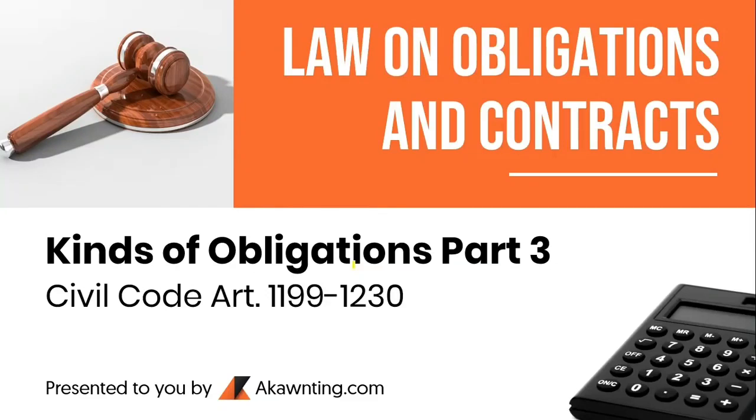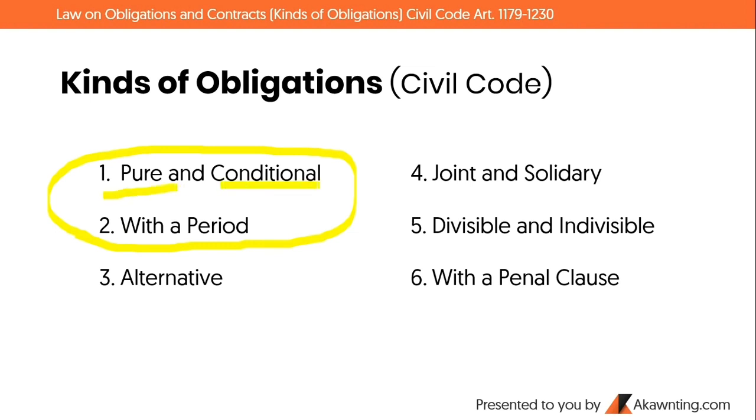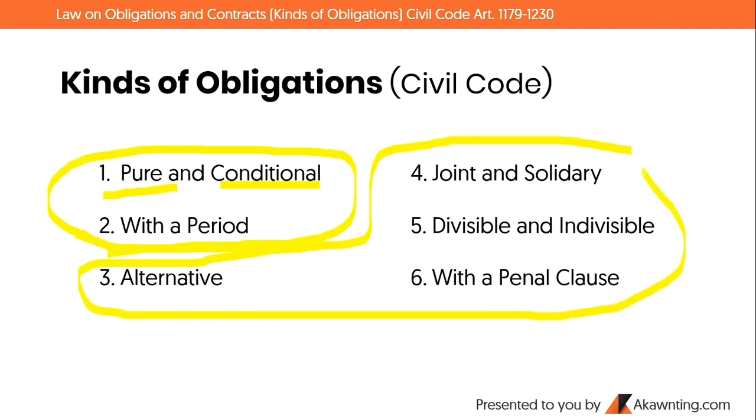This is the third part of the different kinds of obligations based on the Civil Code Article 1199 and 1233. Okay. So last time during part 2, we tackled number 1 and number 2 in this list. So they are the pure and conditional obligations and an obligation with a period. Okay? And meron pa tayong 4. Okay? So alternative to an obligation with a penal clause.